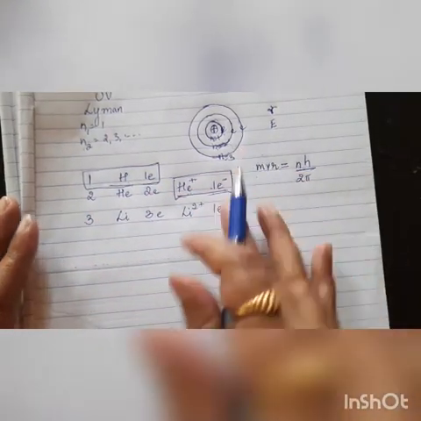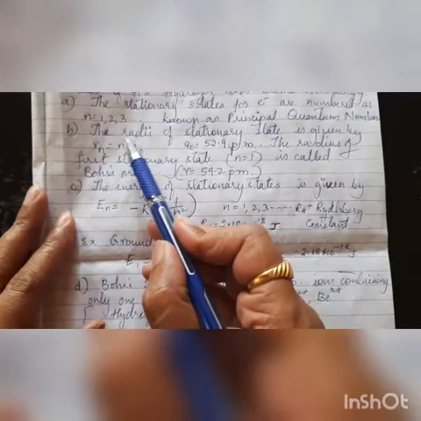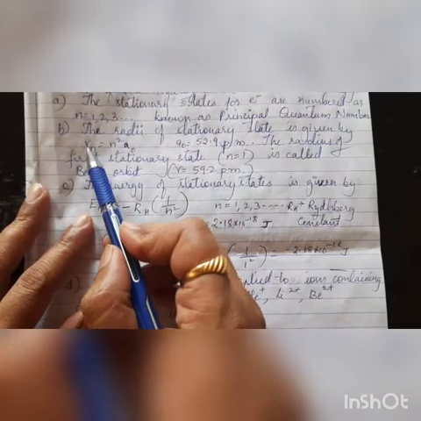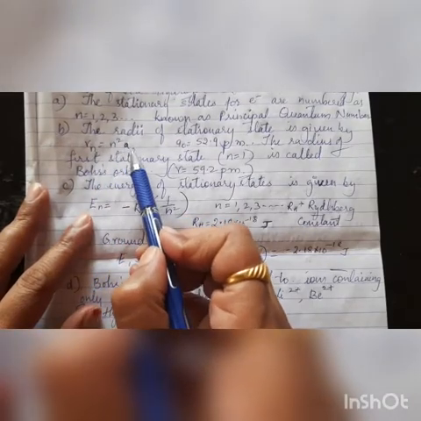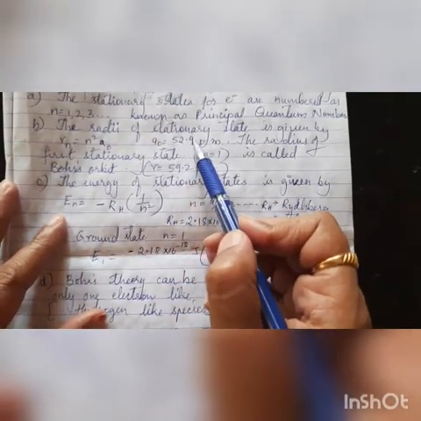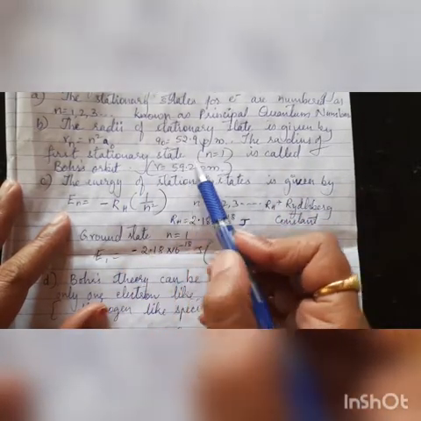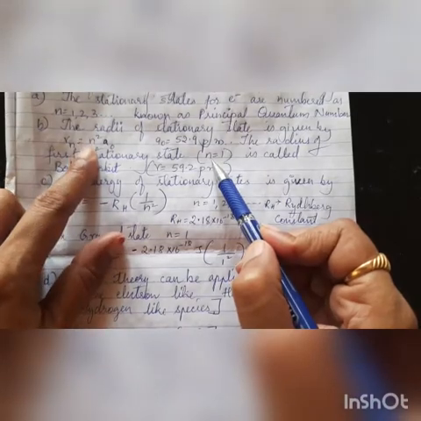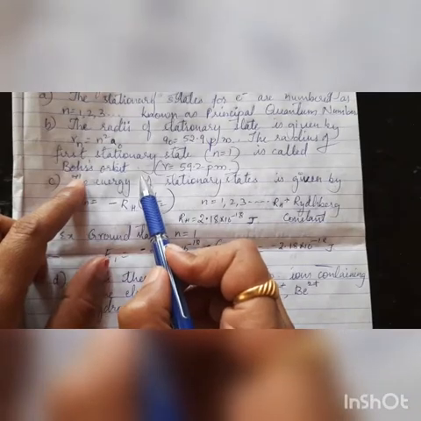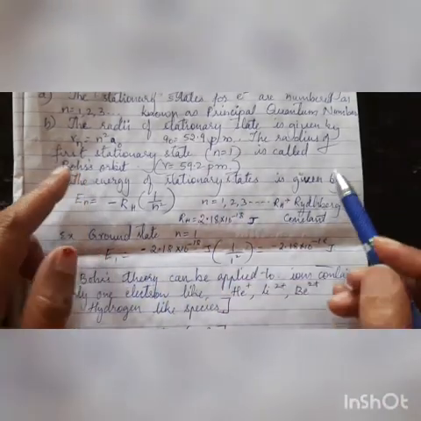Next, the radii of the stationary states are given by the formula Rn equals n squared times A naught, where A naught is equal to 52.9 picometer. The radius of the first stationary orbit is when n equals 1. If you take n equals 1, it is the first stationary orbit, and this orbit is also called the Bohr's orbit. So the value of it comes to be 52.9 picometer.